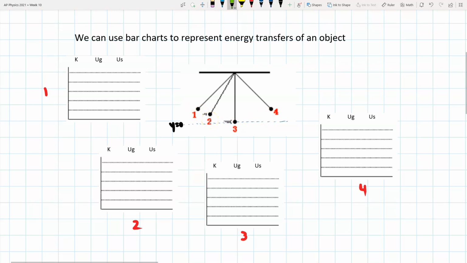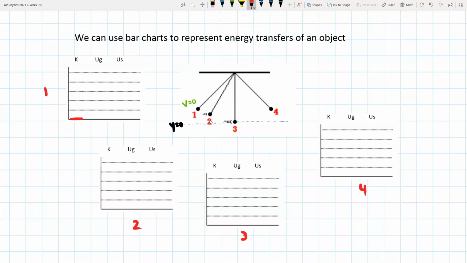Let's start at point 1. Point 1 is at its highest point, so I know it has a velocity of 0. There's no velocity, so that tells me there's no kinetic energy. It's not moving, so over here I can put a little line at 0. Now, this is at its highest point. It has its greatest height above 0 that this problem has.